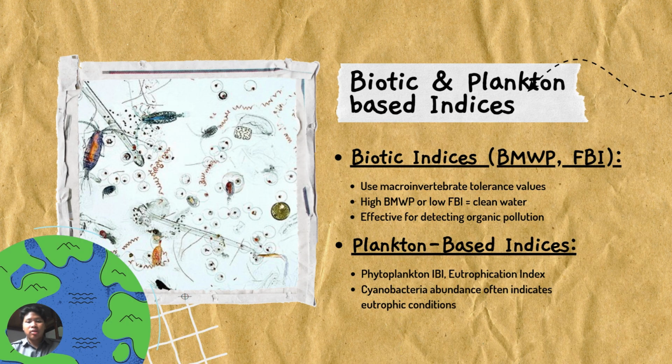So the next biological indices are biotic and plankton-based indices. Biotic indices such as BMWP or the Family Biotic Index use macroinvertebrate tolerance values to evaluate organic pollution. A high BMWP or a low FBI score reflects clean water. And the plankton-based indices use phytoplankton composition and cyanobacteria abundance to indicate eutrophication. These are especially useful for detecting nutrient-driven issues.